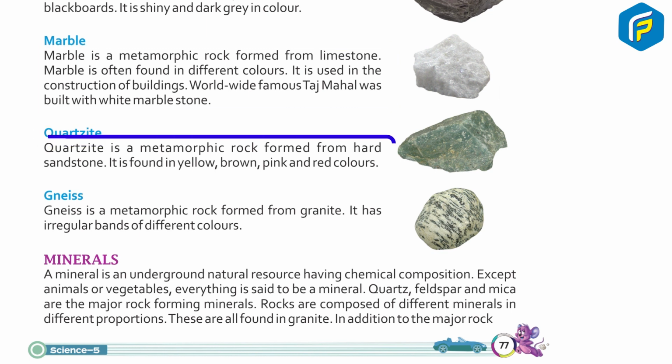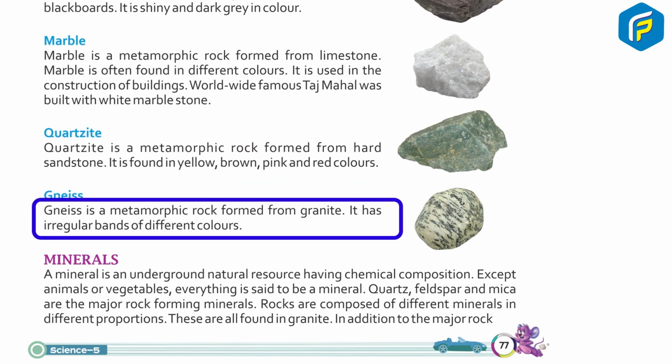Quartzite. Quartzite is a metamorphic rock formed from hard sandstone. It is found in yellow, brown, pink, and red colors. Gneiss. Gneiss is a metamorphic rock formed from granite. It has irregular bands of different colors.